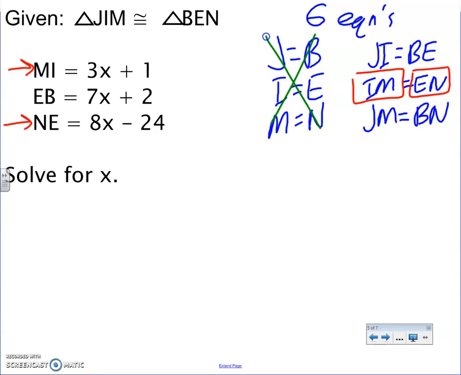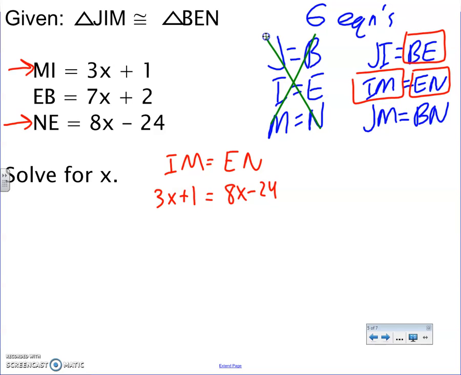So EB is the trick. EB is the same thing as BE. We know it's equal to JI, but they don't give us JI or IJ. So my equation is going to be side IM is equal to side EN. Fill it out. IM is 3x plus 1 equals NE, or EN, which is 8x minus 24.